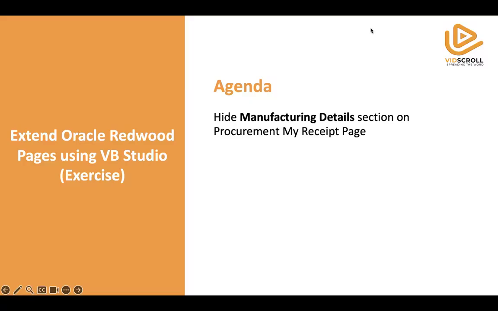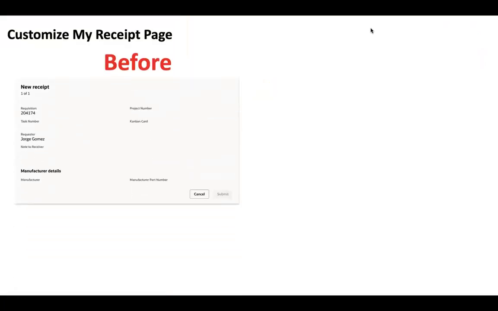Hello everybody, welcome. Today in this video we are going to look at how to customize the procurement My Receipt page and hide the complete section called Manufacturing Details on the My Receipt page. Before we customize, this is how the page looks, and here you see the manufacturing details like manufacturer and manufacturer part number.